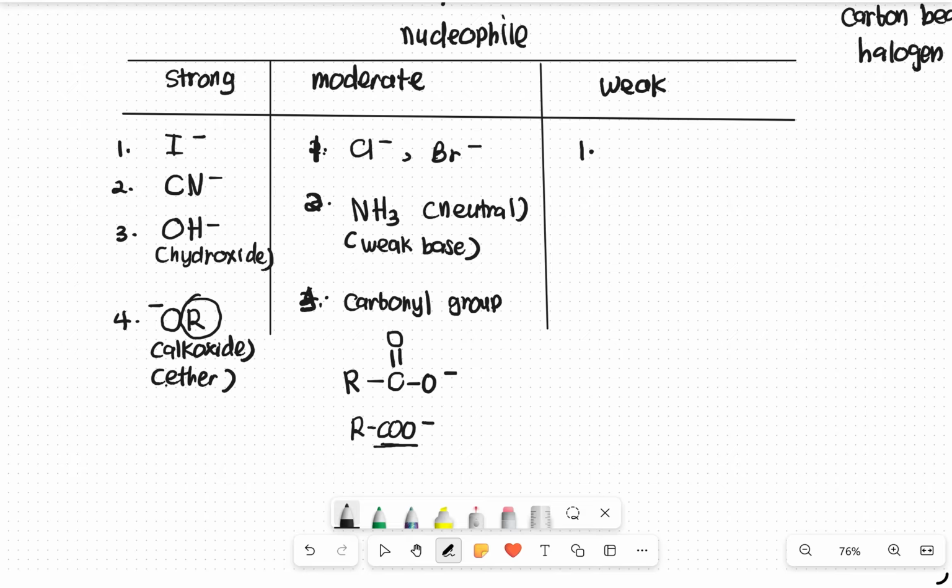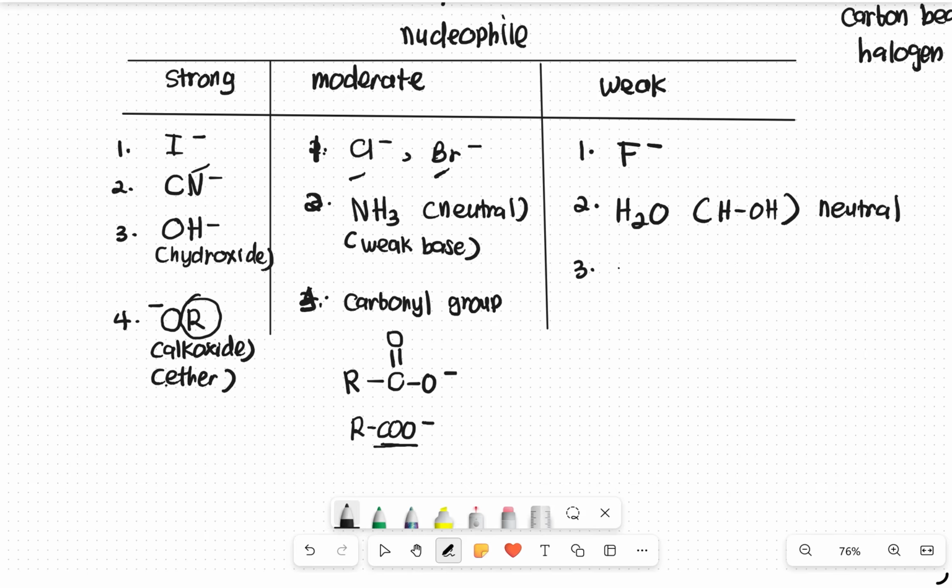For weak, so I, Cl, Br, the weakest here is F. F can be derived from, for example, HF or NaF, doesn't matter. The same goes for this one. As long as you can derive, oh, this one has F, so F means F negative like this. That is how you derive the negative charge. And then we have water, H2O. When you expand it, it will be HOH. Water is neutral. It doesn't have any charge on it.